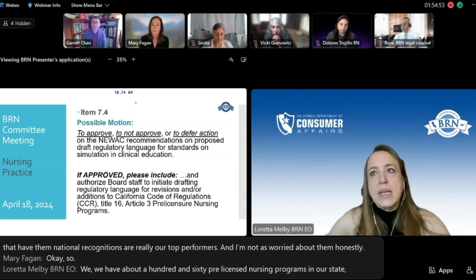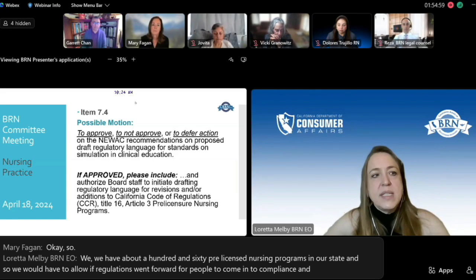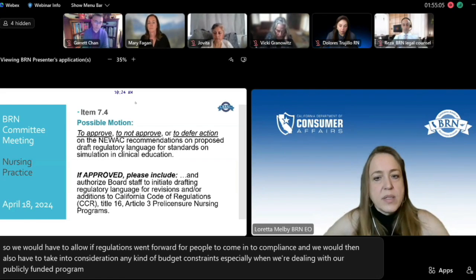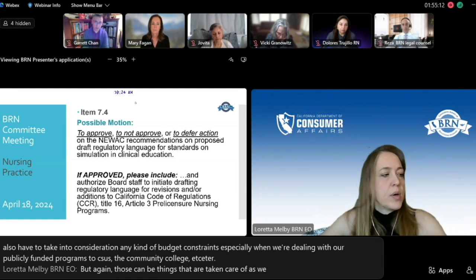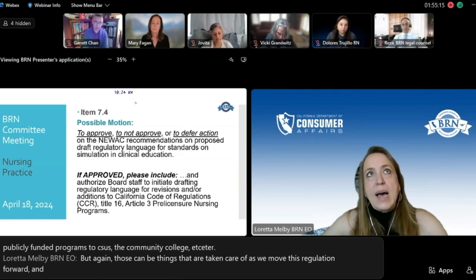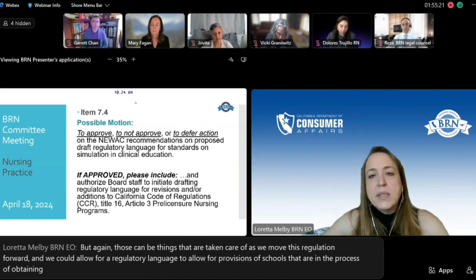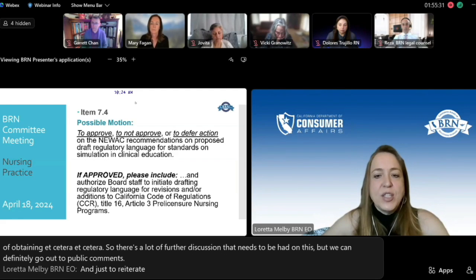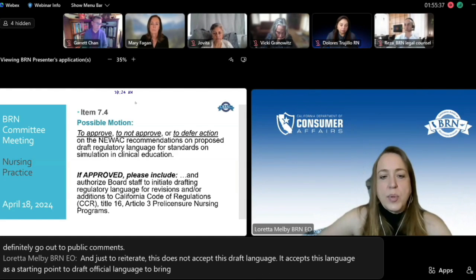And so we would have to allow, if regulations went forward, for people to come into compliance. We would then also have to take into consideration any kind of budget constraints, especially when we're dealing with our publicly funded programs, the CSUs, the community colleges, et cetera. But again, those can be things that are taken care of as we move this regulation forward. And we could allow for regulatory language to allow for provisions of schools that are in the process of obtaining, et cetera. So there's a lot of further discussion that needs to be had on this, but we can definitely go out to public comment. And just to reiterate, this does not accept this draft language. It accepts this language as a starting point to draft official language to bring back to the board.